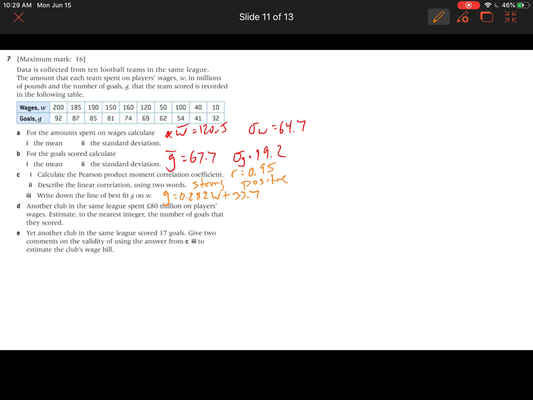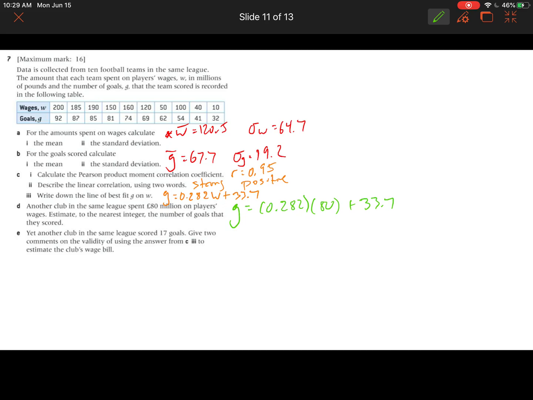That's right. Another club in the same league spent £80 million on players' wages. Estimate to the nearest integer the number of goals that they would score. All right, that's just using our linear regression line here. G is equal to 0.282 times 80 mil, or just 80 in this case, plus 33.7.